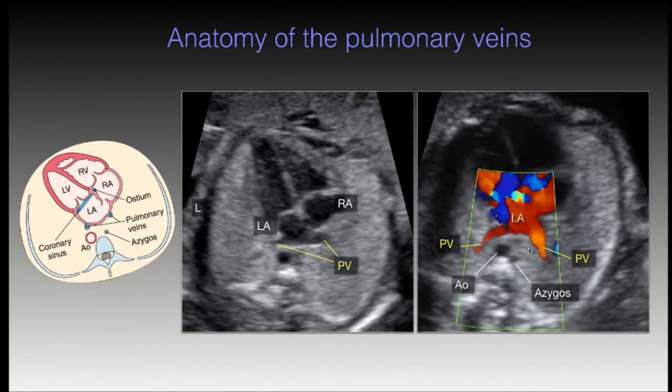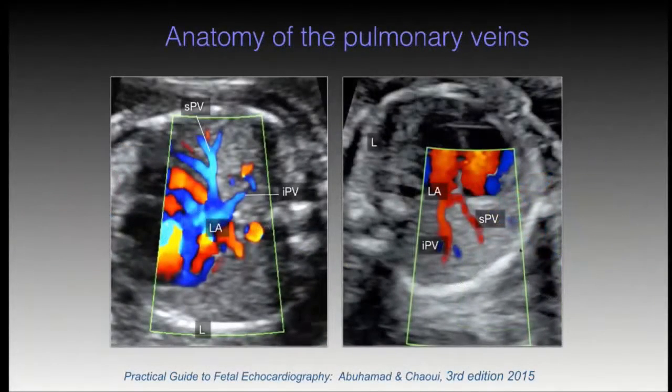So if you want to see the 2 on the same side, you may need to get an oblique view and to see here the superior and the inferior pulmonary vein on color Doppler by lowering the peak velocity and decreasing the filter as well.